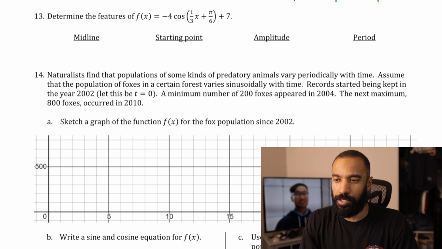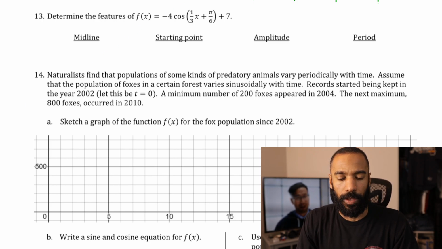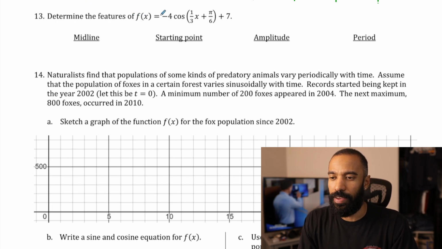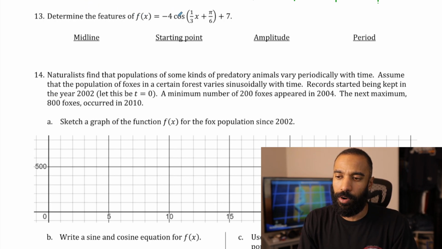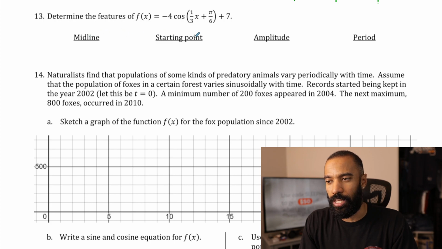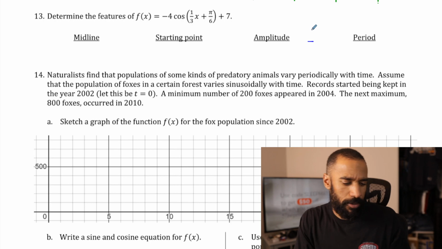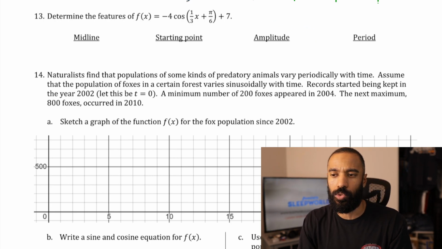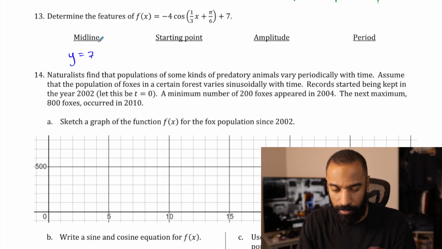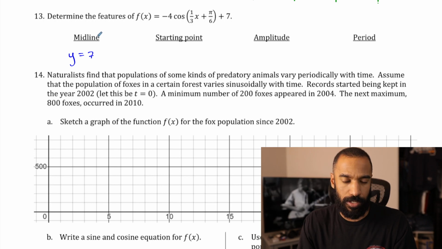Determine the features of f of x equals negative 4 times the cosine of 1/3 x plus pi over 6, plus 7. I'm doing the same order that you would probably look to graph. Amplitude and period are kind of one and the same, but period I like to save for last because it's the most work. 7 is the midline. Specifically, it should be an equation, guys. It's not just 7, it's y equals 7, right?